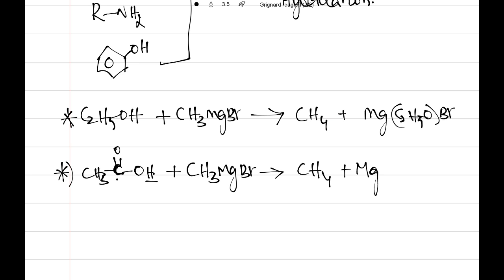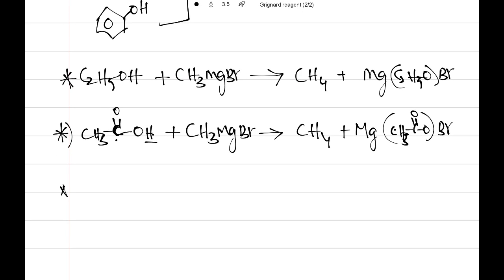Next, I am taking terminal alkynes, that is CH3C triple bond CH. This is the terminal alkyne when it is reacting with the Grignard reagent.